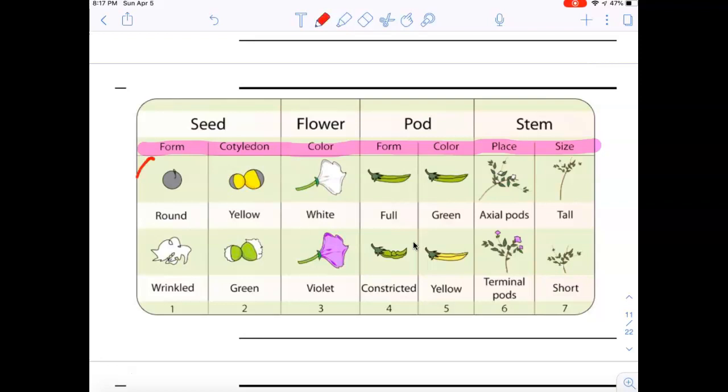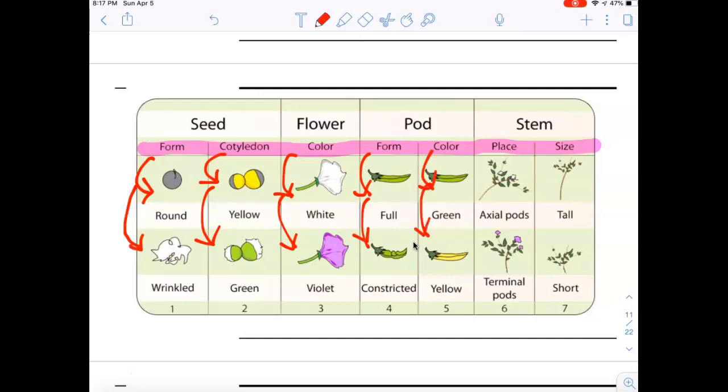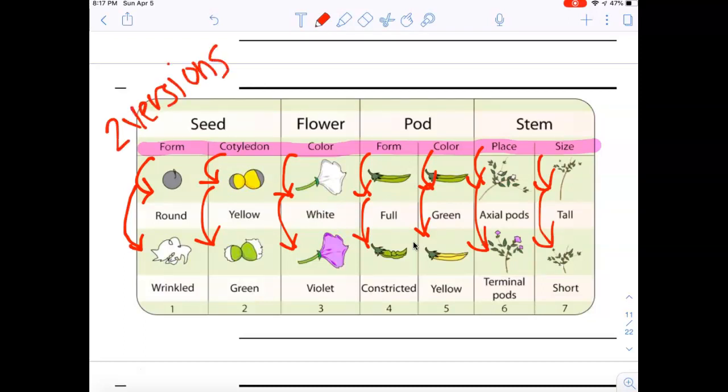So form, the seed was either round or wrinkled. For the actual seed, he says yellow or green. The flower was white or violet. The pod was full or constricted. Basically what that means is just the outside was kind of tight and you can see the seeds on the inside. Pod was green or yellow. The stem was axial or terminal, just meaning top or middle. And the size was either tall or short. So again, 2 versions of every trait. No middle, no other options.